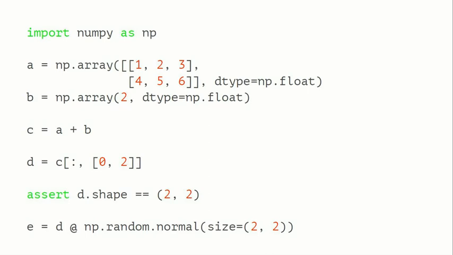And of course, later you can slice those arrays, like in this line that assigns to D. This, for example, takes the first and the third column out of the matrix and assigns it to D. You can check the shapes. You can do matrix multiplies with random matrices, just as at the end.